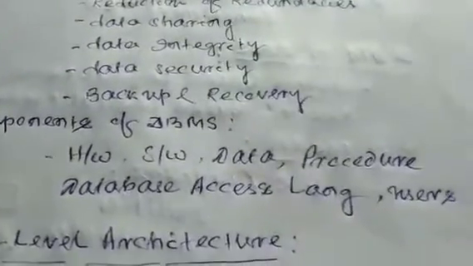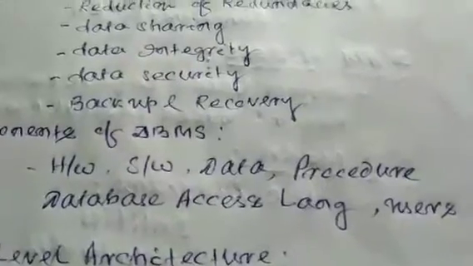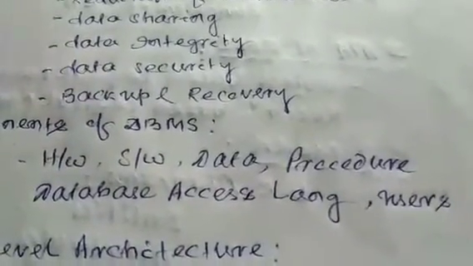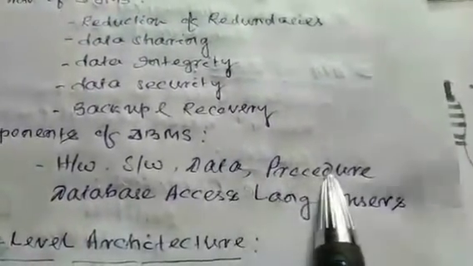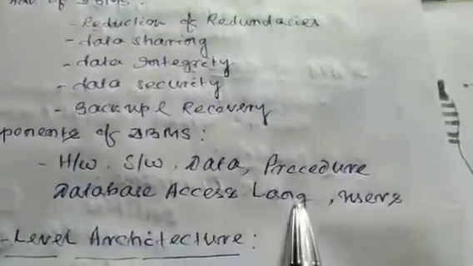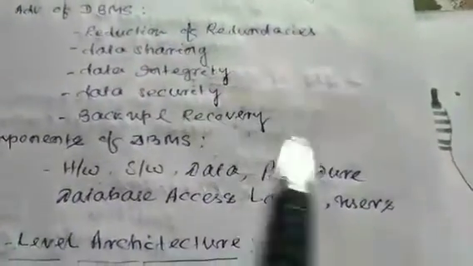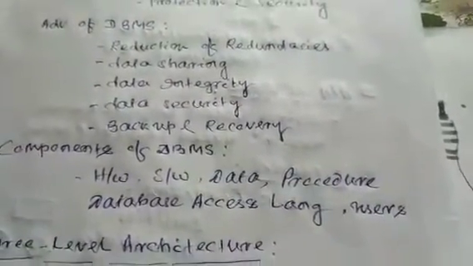There are several types of users: end users, casual users, naive users. Already we have discussed them, and also programmers, database administrators, system analysts, system designers. These are also database users. So we have already discussed the components of a database management system: hardware, software, data, procedures, database access language, and also users. These are the basic important components of the database management system.